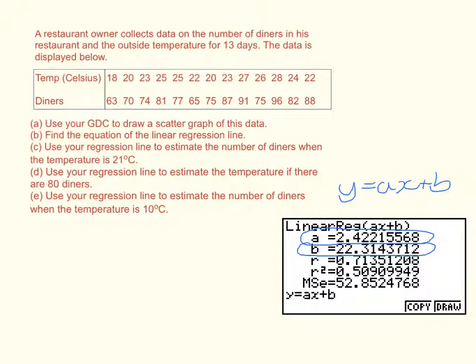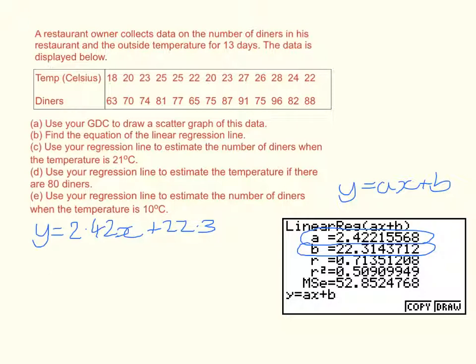So our regression line is going to be y equals 2.42x, working to three significant figures, plus B is 22.3. Now that we have our regression line, we can look at the other parts of the question.